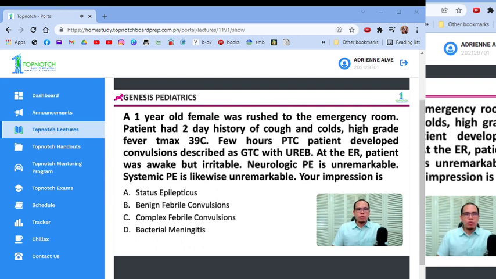Next case, you have a 1-year-old female who was rushed to the emergency room. Patient had 2-day history of cough, colds, high-grade fever with a maximum temperature of 39 degrees Celsius. Few hours prior to consult, he developed seizures described as generalized tonic-clonic with upward rolling of eyeball. At the ER, the patient was awake but irritable. Neurologic PE is unremarkable. Systemic PE is likewise unremarkable.